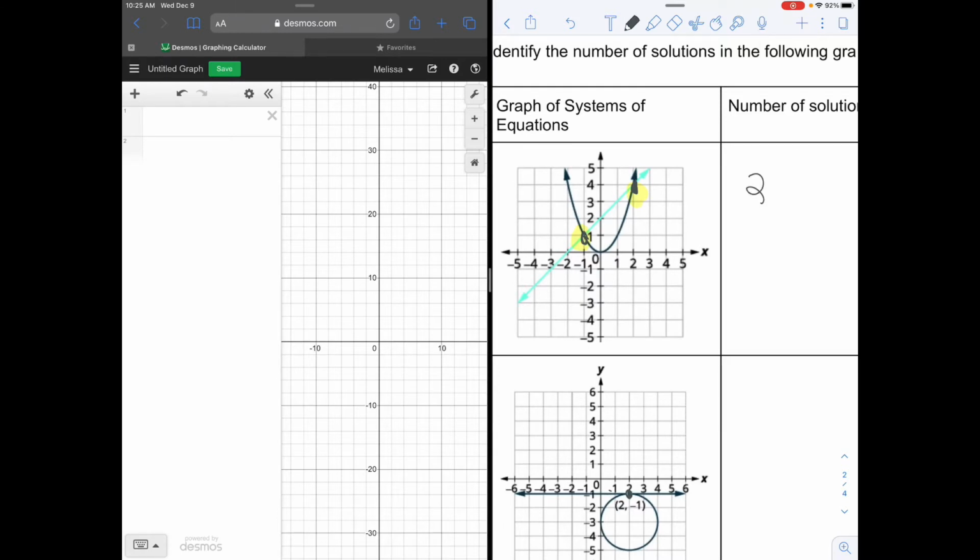To find those solutions, we just find the ordered pairs. Remember, when we're writing an ordered pair, we read from x, y. So this first ordered pair, the solution is at x is -1 and y is 1. So we say that solution is (-1, 1). The second solution, x is 2, y is 4. So we say that it has a solution of (2, 4). Remember, we have to list it as an ordered pair.